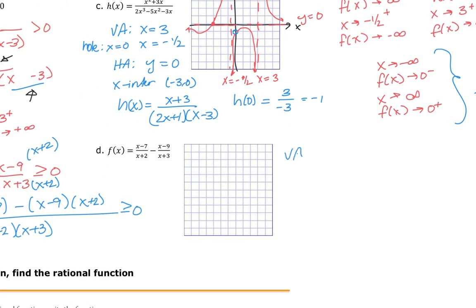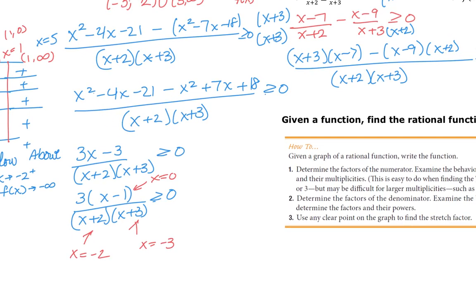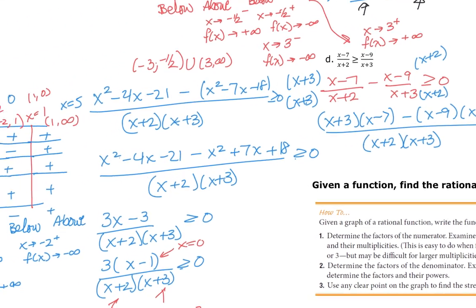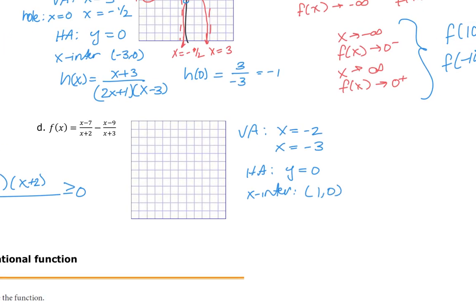So the vertical asymptotes we know are x is equal to -2 and x is equal to -3. When we got done with our cleanup, we ended up with a degree of the numerator being 1 and the degree of the denominator being 2. So our horizontal asymptote happens at y is equal to 0. We also have an x-intercept. My x-intercept happens, according to this, at the numerator, which is 1. So my x-intercept happened at 1, 0.